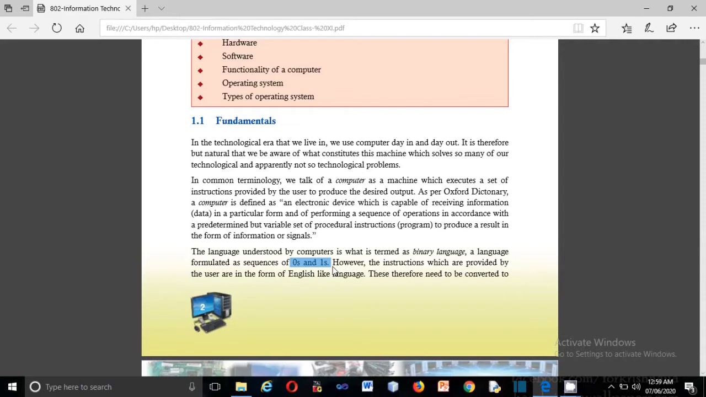Then the computer can understand what we are going to tell it, and it will perform some specific task with the help of some instructions. Because a computer is made up of hardware and software, and the software is a collection of programs and a program is a collection of instructions which we are feeding into the computer system, so that whatever we want to do, the computer will understand it and do the task for us and give us the desired output which we want.